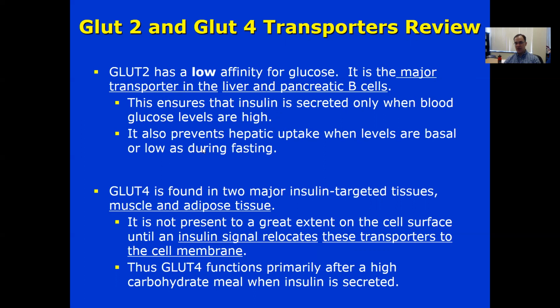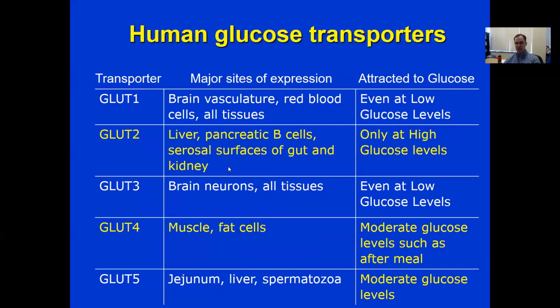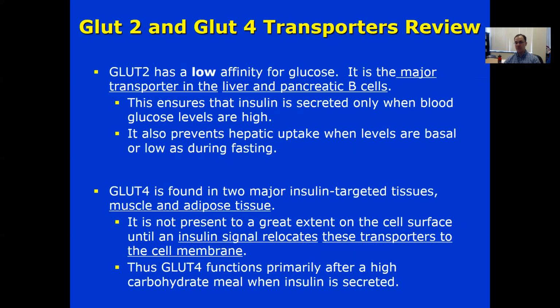So as we just talked about, GLUT2 is only going to be activated when glucose levels are high. Otherwise, the other tissues are going to be taking in the glucose. So for example, GLUT4 is found in two major targets, the muscle and the adipose tissue. And again, these are only going to be activated when blood sugars are above moderate levels. So generally speaking, after a meal.